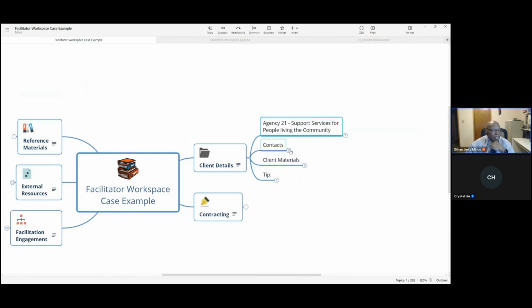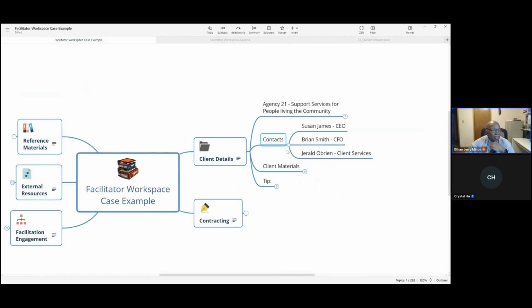For my facilitation work with this client, I'm going to be working with these 3 people: Susan, Brian, and Gerald, who make up part of the senior team. They're going to be a working group working with me as we work through the design of how to put together a good facilitation event, because what's becoming clear to me is they're trying to think about strategic planning.